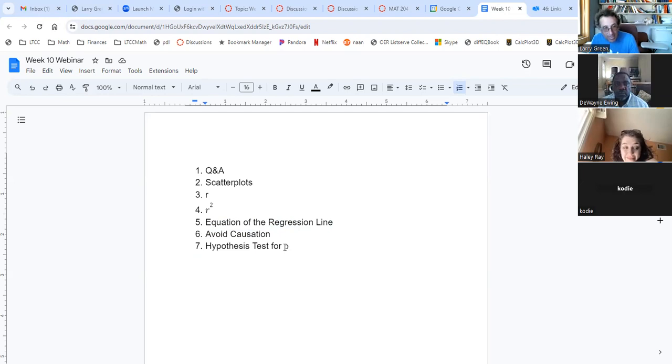Then, because this is statistics, and as I mentioned, almost the whole last half of the class we do hypothesis testing, we're going to do a hypothesis test for rho. Rho is the correlation. It's actually the Greek letter for R. And the question is, is there a correlation or isn't there? That'll be what the hypothesis test is all about. So that is the plan.